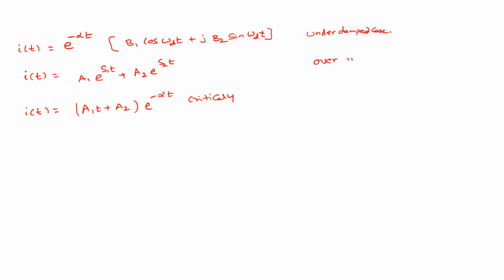These solutions are based on the roots. In the critically damped case, the roots are the same. In the overdamped case, the roots are real and negative, whereas in the underdamped case the roots are complex. If you observe these, how exactly do these waveforms look?